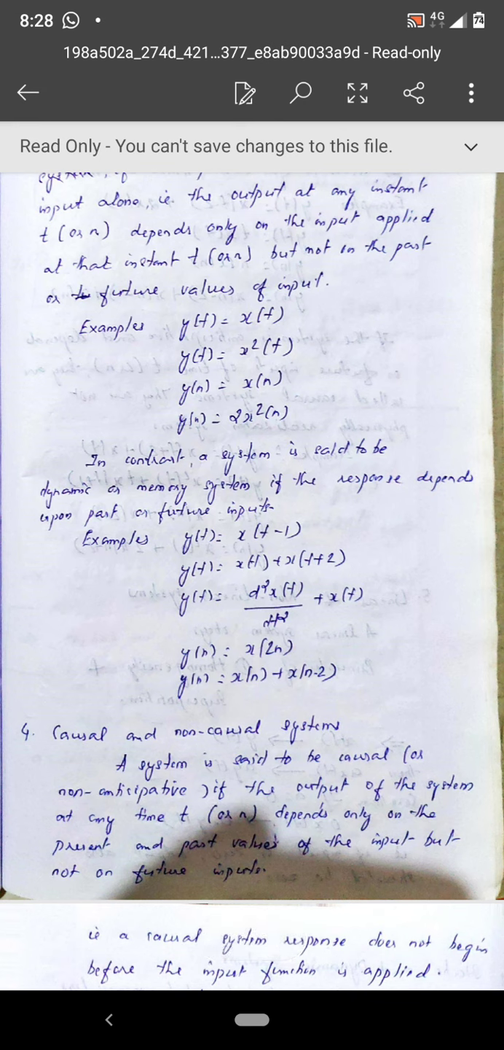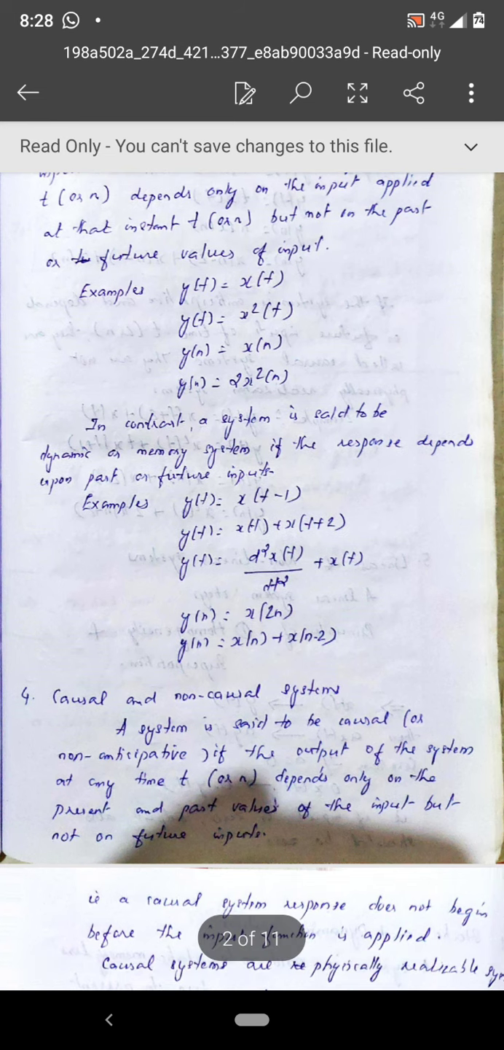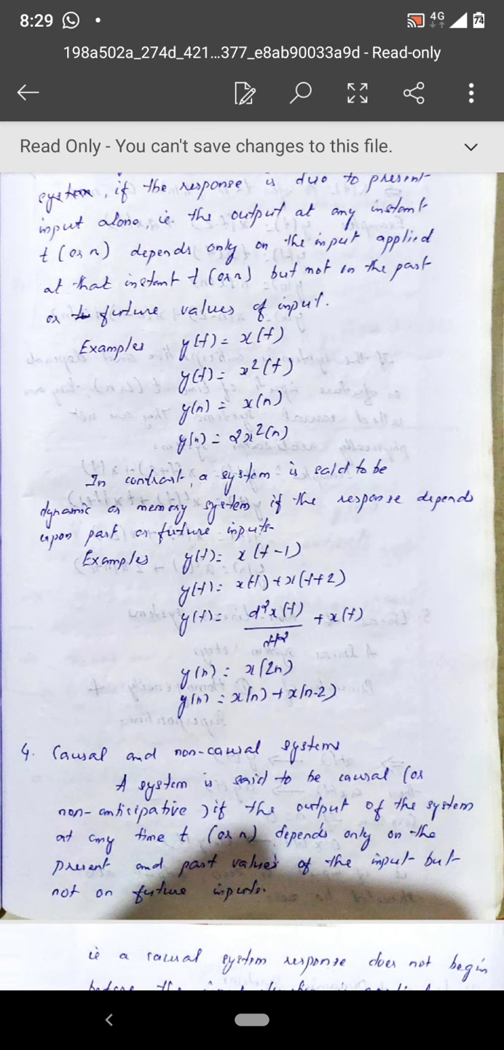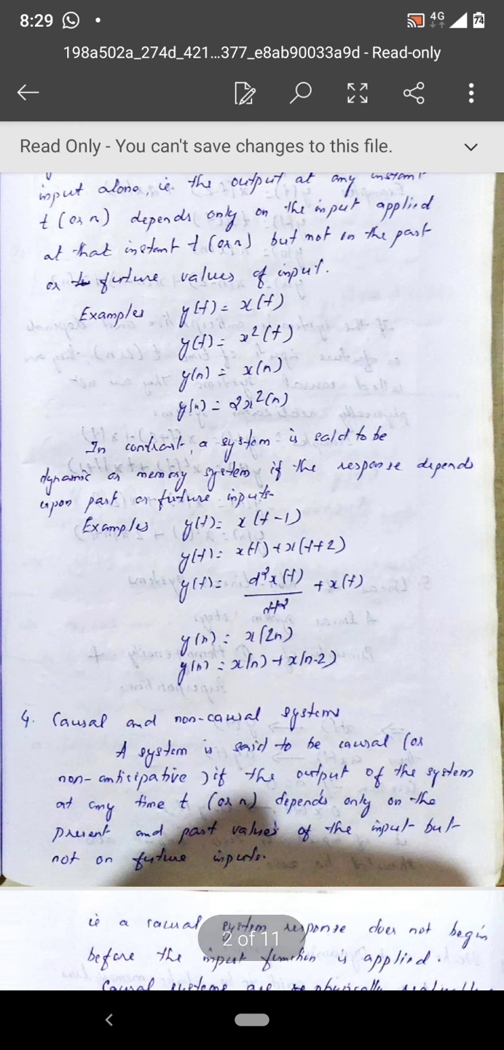Whereas memory systems, or dynamic systems, the response depends upon the past or future inputs. So you can see the first example, that is y of t is equal to x of t minus 1. Suppose I take t as 4 seconds. So when I take t as 4 seconds, x of t minus 1, so 4 minus 1 is 3. That is, I'm applying the input at the time 3 seconds. So already I have taken t as 4 seconds, but the input is a past input that has taken place at t is equal to 3 seconds, but you get the output at t is equal to 4 seconds. So here you can see that the system depends upon the past input. That is, y at 4 depends on x at 3 seconds.